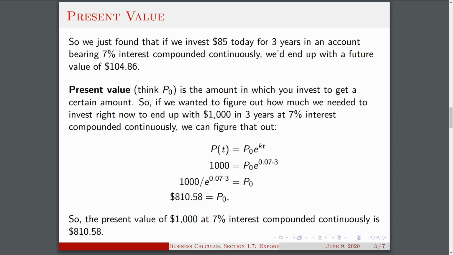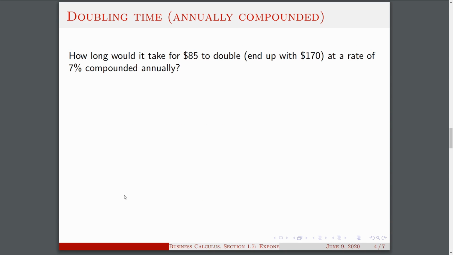So what we've just calculated is that if I want to end up with $1,000 in an account that bears 7% interest for 3 years, then I'd need to invest $810.58. That's what I figured out. So that's that. Let's move on. Doubling time. Okay, so let's talk about doubling time now.